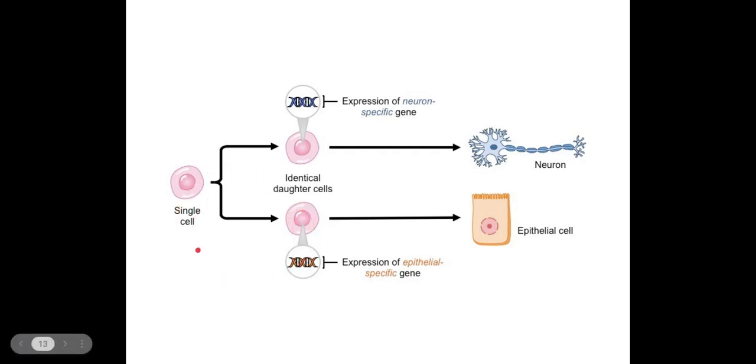We can see that right here in this diagram. So we have a single cell right here. This cell will undergo mitosis, or as you know, cell division. It will split off into two identical daughter cells. This daughter cell will express a neuron-specific gene, and so it will become a neuron. This cell will express an epithelial-specific gene, and so it will become an epithelial cell. And that's essentially how gene expression works in cells.